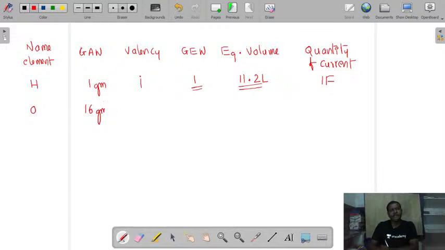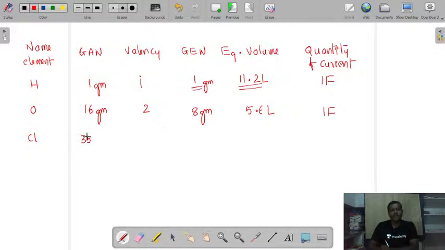Its valency is 2, so the gram equivalent weight is atomic weight divided by valence, which is 8 grams. To deposit the equivalent weight of a substance, 1 Faraday of current is required. 8 grams of oxygen occupies 5.6 liters of volume at STP. So what is its equivalent volume? 5.6 liters.